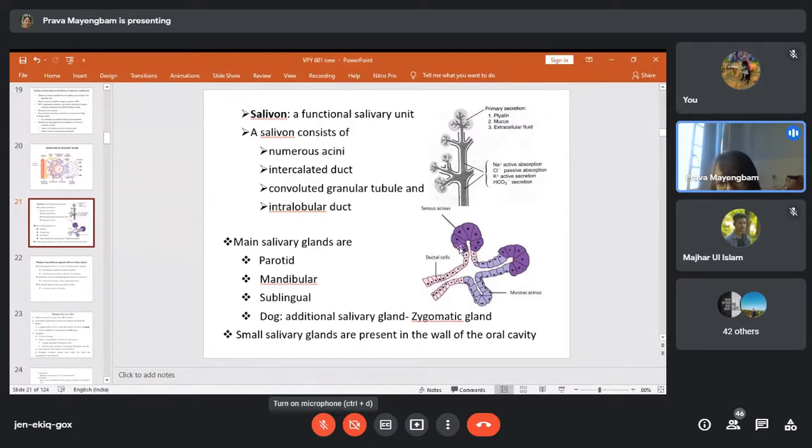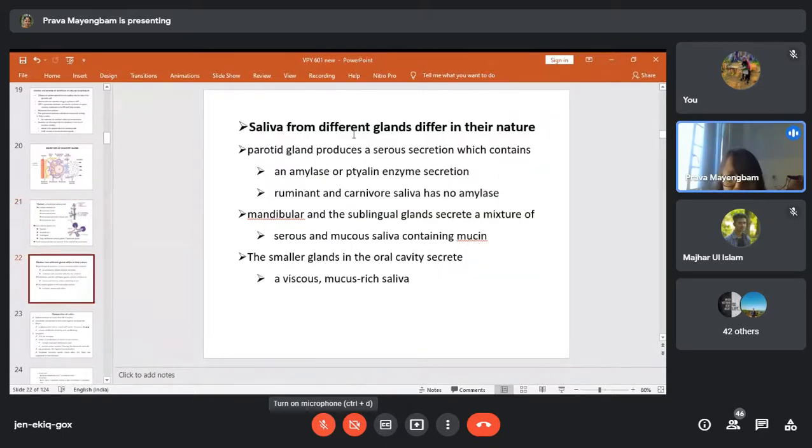So the acinus may be serous type or mucus type, depending on their secretions. Saliva from different glands differs in its nature. The parotid gland produces a serous secretion which contains amylase, or ptyalin, enzyme. Ruminant and carnivore saliva has no amylase. I told you this already, the ruminant saliva and the carnivorous saliva don't have amylase.